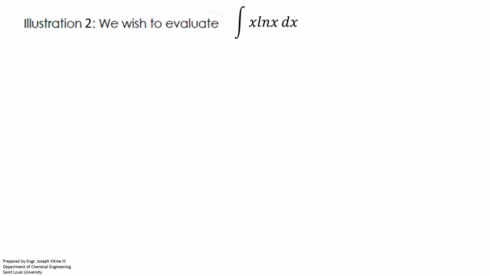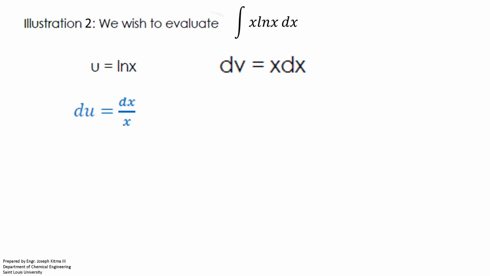Since we do not have a ready integration formula for this function, we will integrate this by parts. Take note that the u must be differentiable and the dv must be integrable by itself. So if we let u be equivalent to ln x, and then dv will be the other remaining part of the integral, which will be x dx, we take the differential of u, it becomes dx over x.